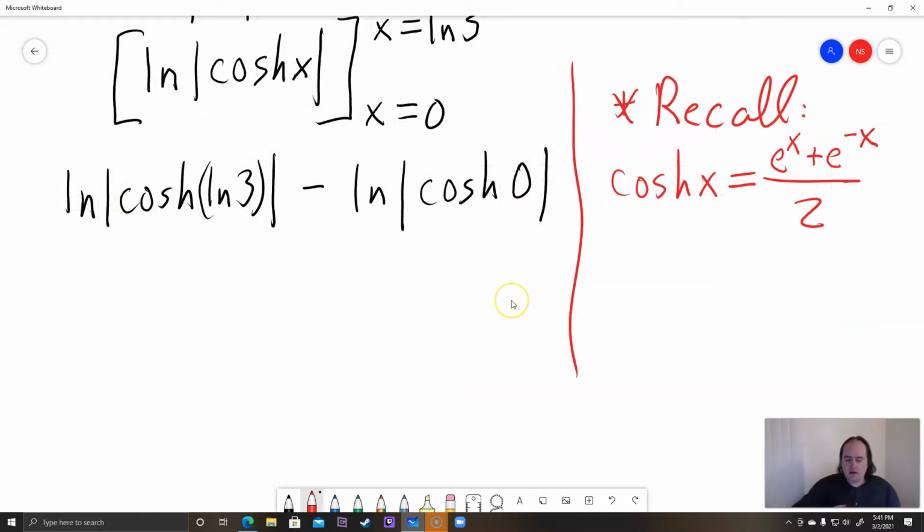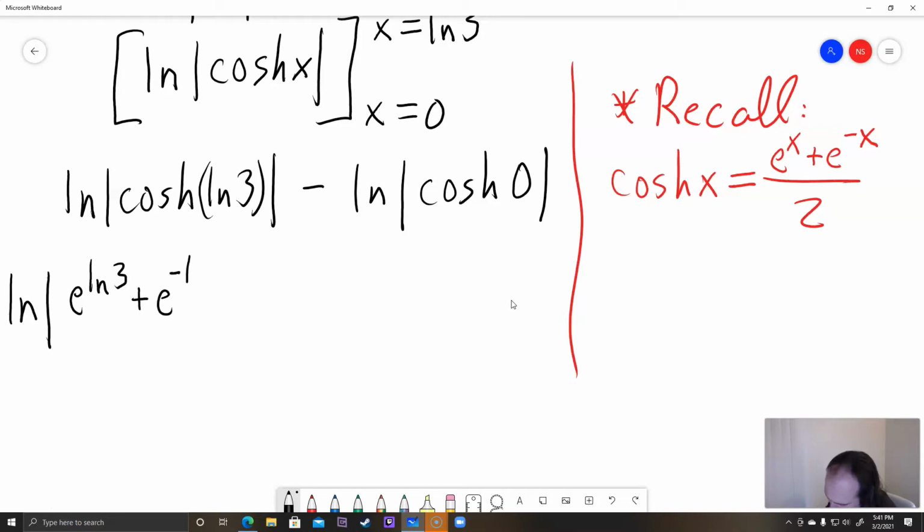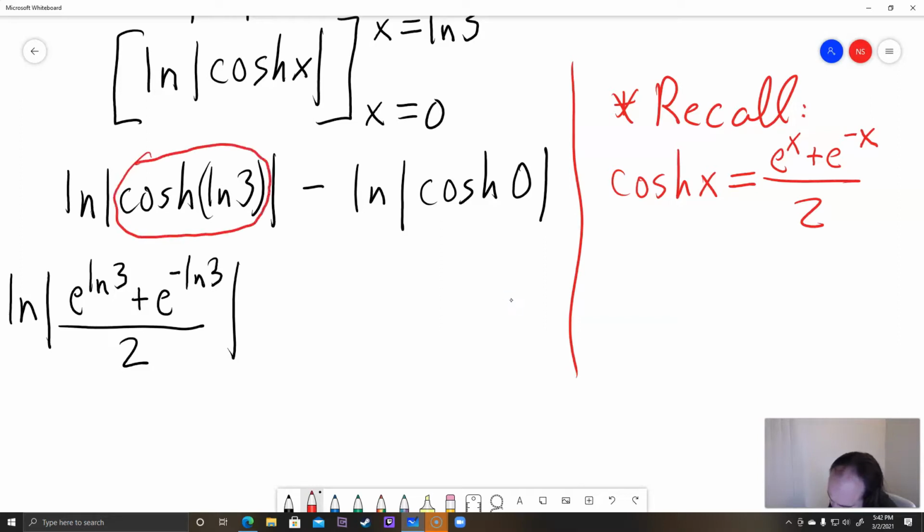Okay, so plugging in here, I'm going to have ln of absolute value of, well, cosh of ln of 3 is going to be e to the ln of 3 plus e to the negative ln of 3 over 2. So all I did there was I replaced cosh of ln of 3 with this: e to the ln of 3 plus e to the negative ln of 3 all over 2. And that's just using this formula right here.